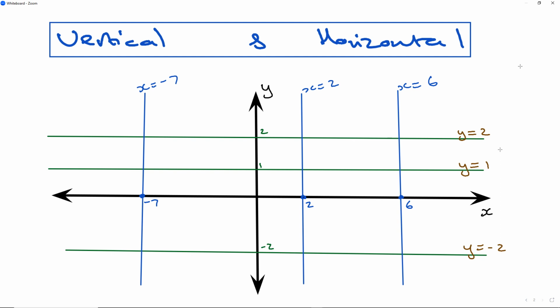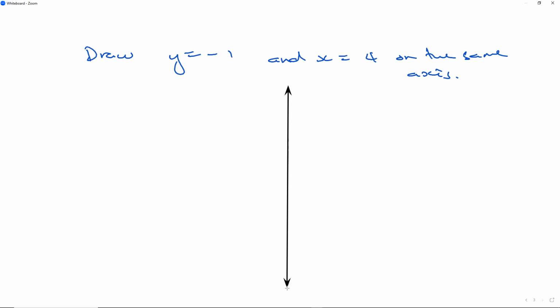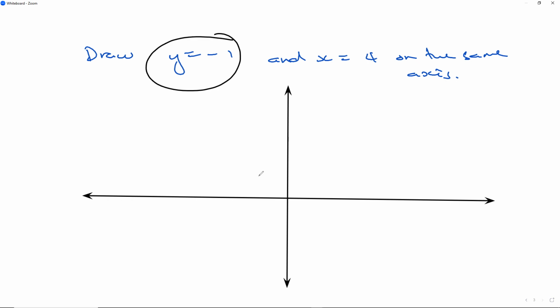So if you're given a line and you're asked to draw one, let's say we are told, draw the line y equals -1 and x equals 4 on the same axis. So what we do now is quickly sketch an axis, some kind of axis. Let's look for y equals -1. That means we go to the y-axis. It's 0. Go a little bit lower. I'm just sketching this, not drawing to scale. And over here, x equals 4. So 1, 2, 3, 4. Let's say it's going to be over here.